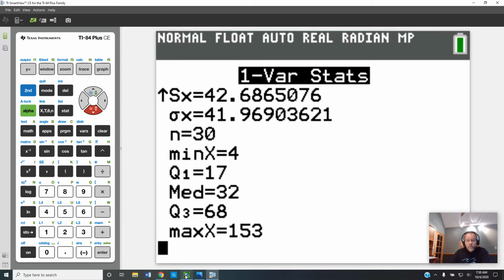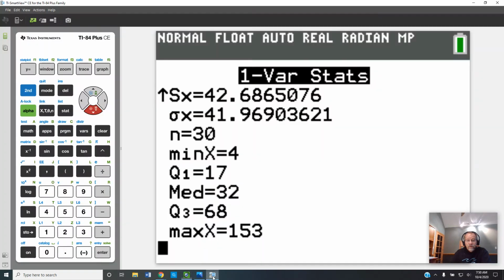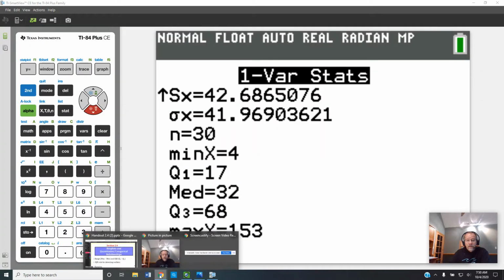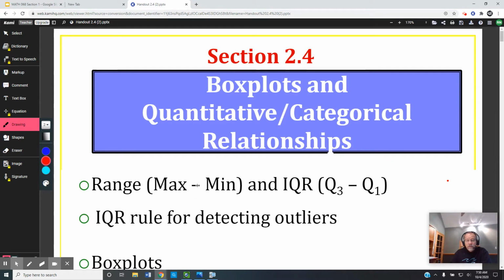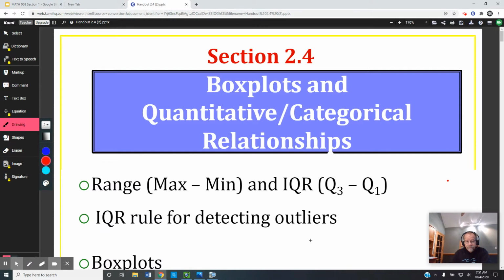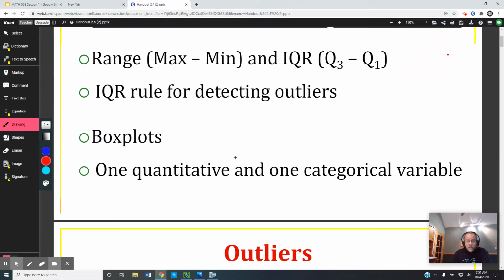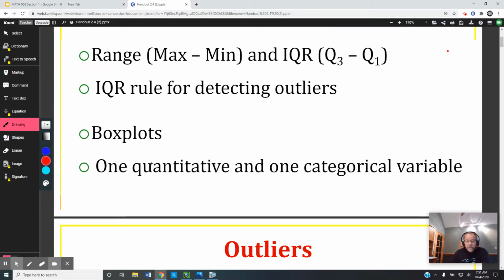We're talking about that range of values from top to bottom, and that range is min-max. And the IQR is Q3 minus Q1. So back here, if I look at Q3, 68, and Q1, 17, then 68 minus 17 is referred to as my IQR, or my interquartile range. We're going to use the IQR rule for detecting some outliers today. Box plots, we're going to create some, and we're going to talk about one quantitative and one categorical variable.